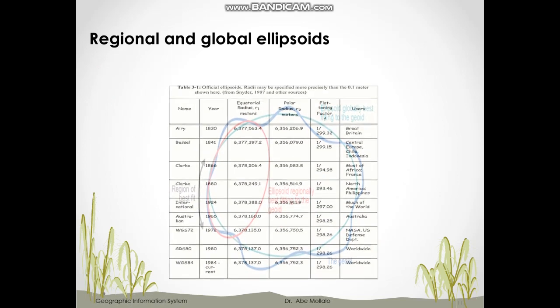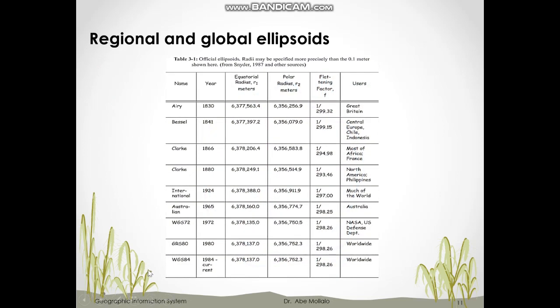So examples of the global ellipsoid are GRS-80, a worldwide ellipsoid, where 80 means that it was developed in the year 1980, and these are the parameters of the ellipsoid: a, b, and flattening factor. And another example is the widely used WGS-84, which also is used in the GPS.